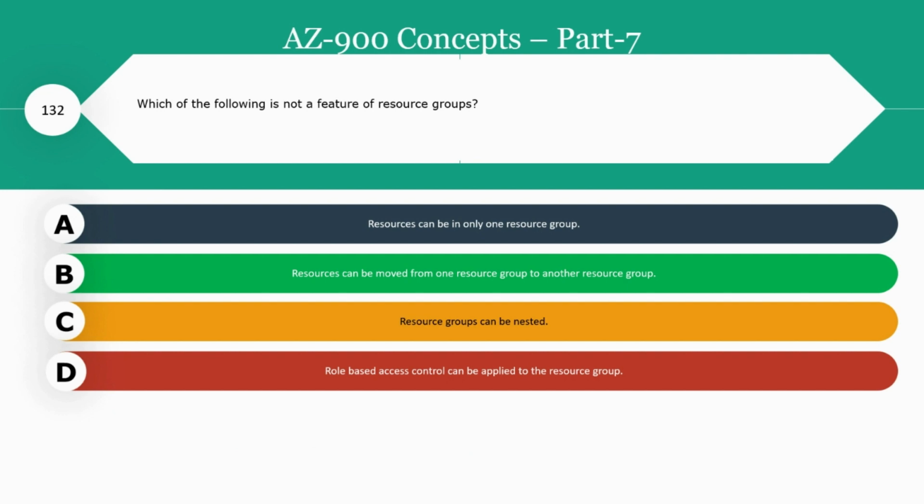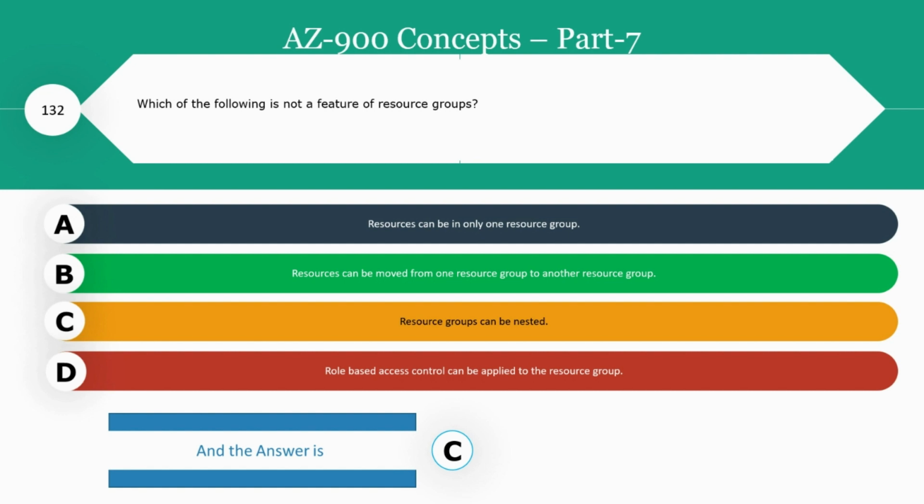Which of the following is not a feature of resource group? Option A, resources can be only in one resource group. Option B, resources can be moved from one resource group to another resource group. Option C, resource groups can be nested. Option D, role-based access control can be applied to resource group. Please note that question again, which of the following is not a feature?